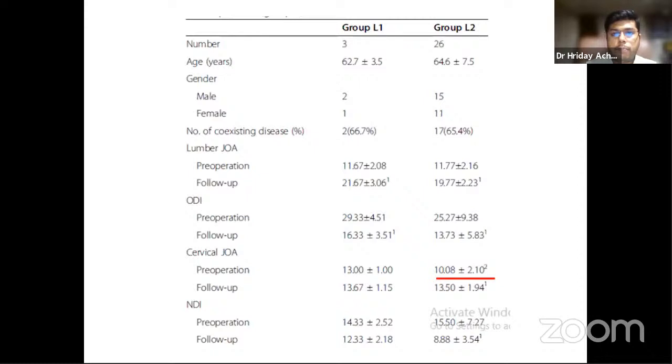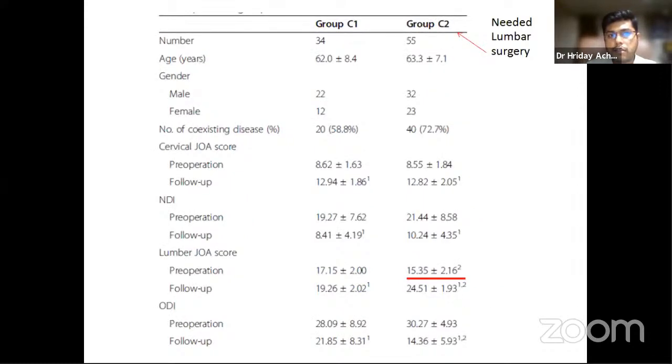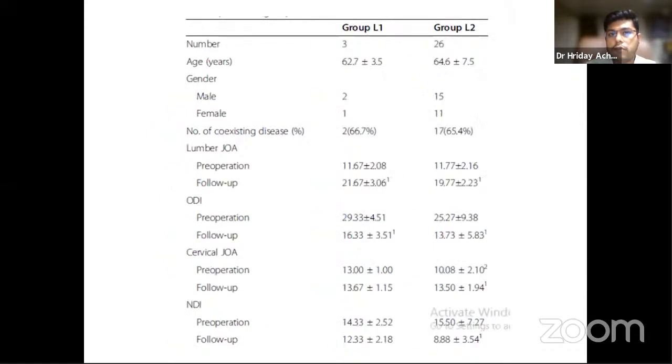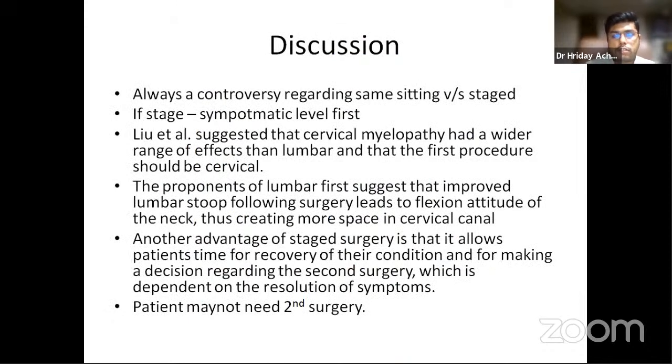Here a very important thing to notice is the number. In cervical, the number of patients that improved with a single surgery was 34 of the 89, which was more than 40%. Only 3 patients needed a single lumbar surgery and 26 of them needed a second concomitant cervical surgery. As we know, there is always a confusion and a debate regarding whether we should operate on patients in a single sitting or in stages.